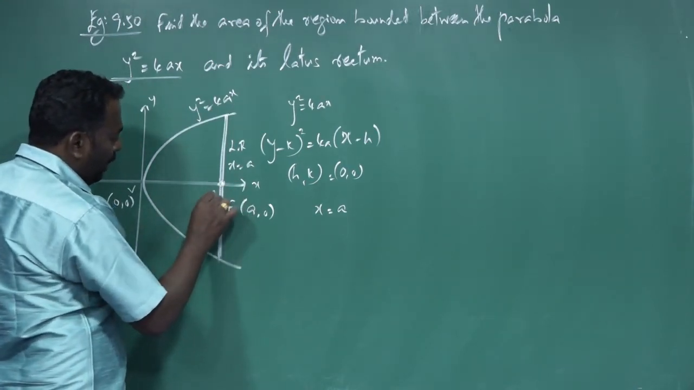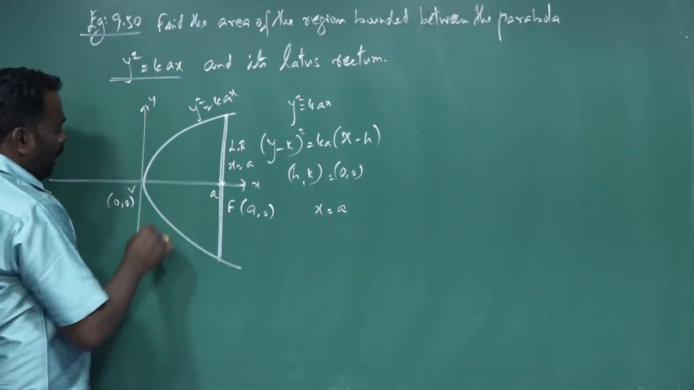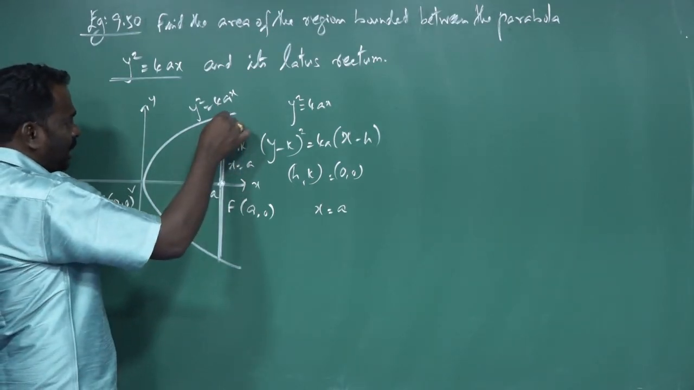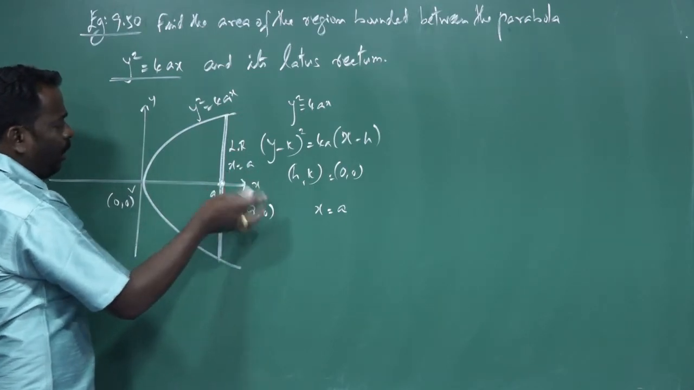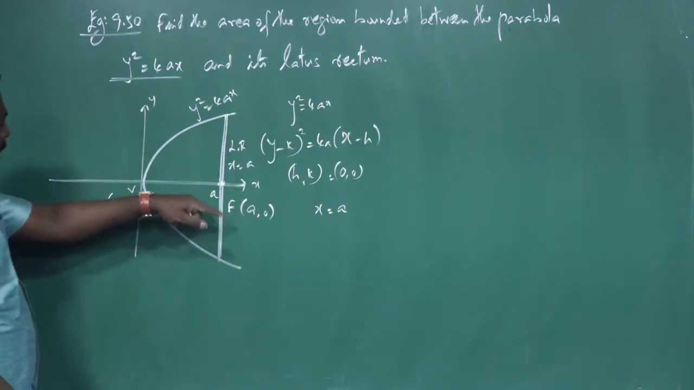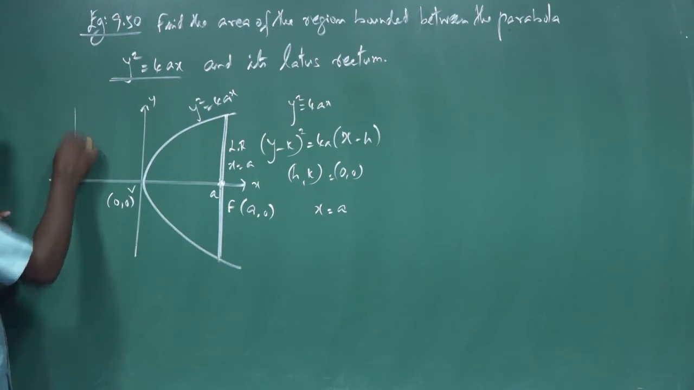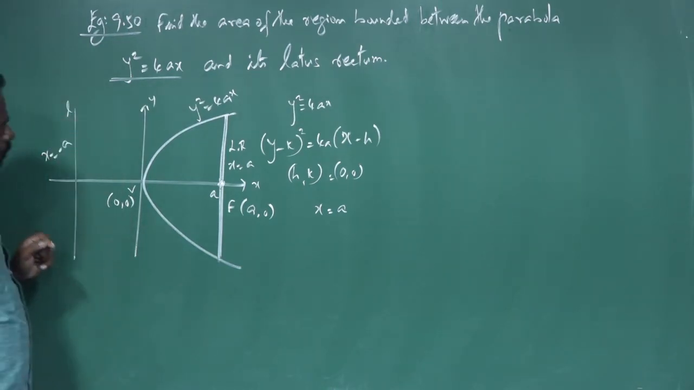Therefore this point is called a. The latus rectum passes through the focus point, and this line is defined by x equal to a. We know the directrix is the line opposite to the latus rectum, that is the line x equal to minus a. It is called the directrix.